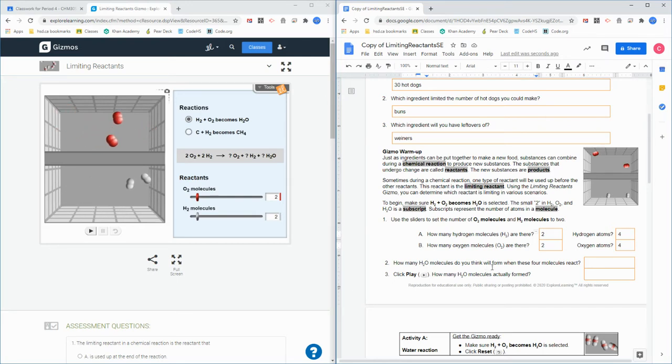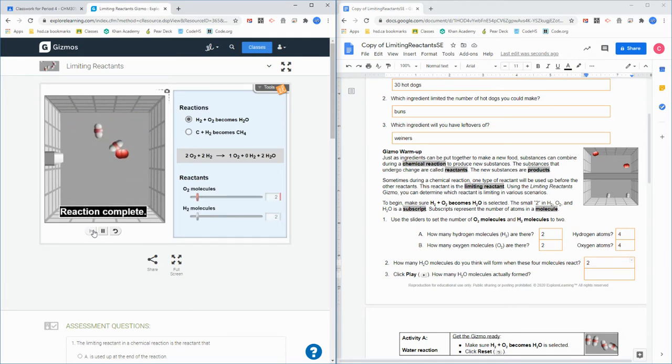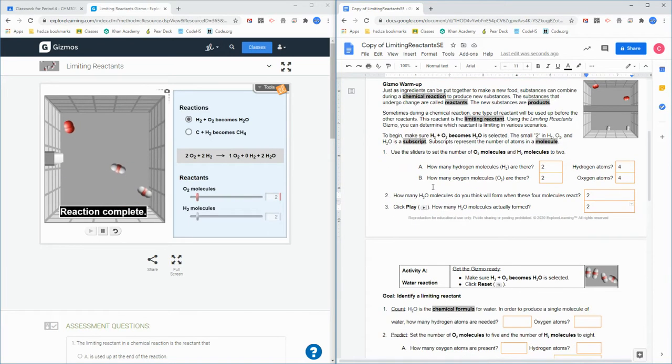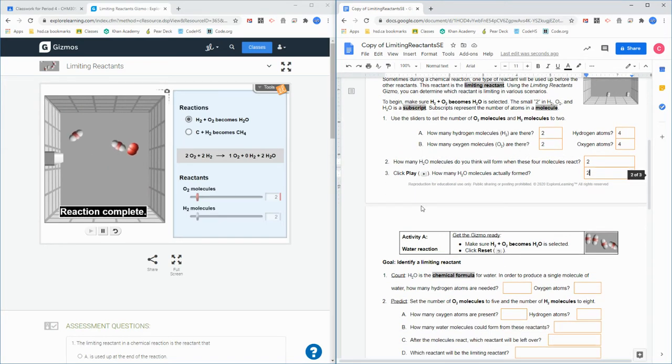How many H2O molecules do you think will form when these 4 molecules react? Well, I think that there are going to be 2. Let's see if I'm right. Was I right? Yes, I was right. How many were actually formed? 2. But notice this, we have an extra oxygen floating around. What's going on there? How come we have an extra oxygen floating around?